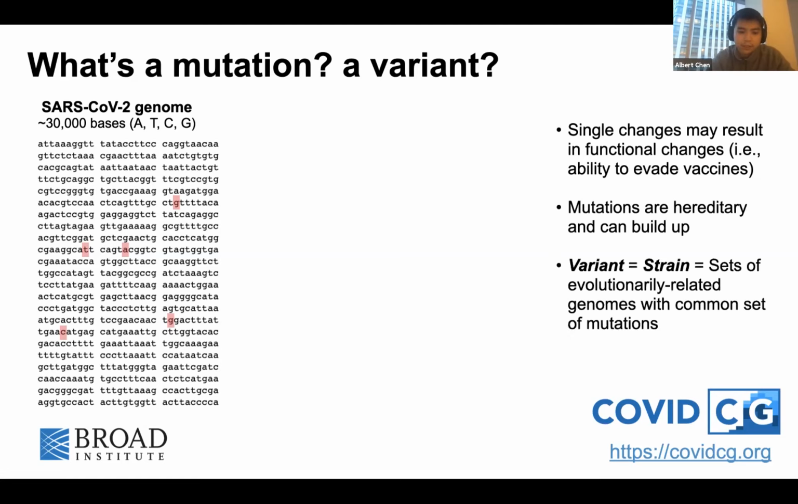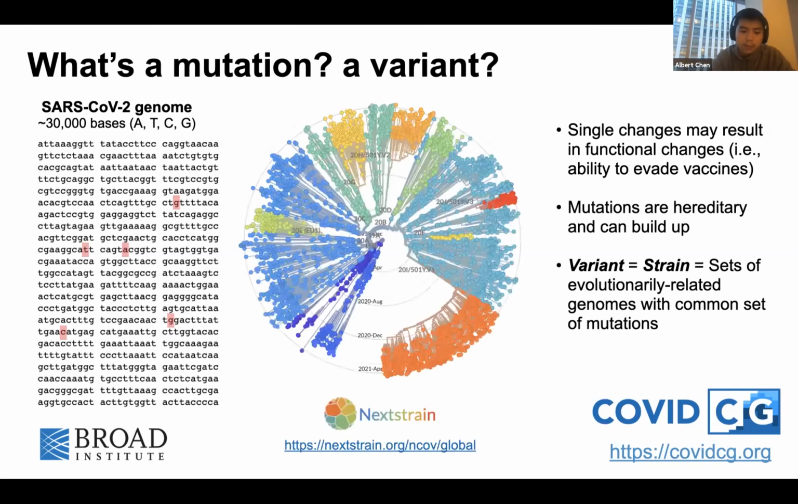So a variant or strain, as you might hear called, is a set of viruses that are evolutionarily related, so viruses with a common ancestor. Here I'm showing a plot from the Nextstrain site where we have sampled a bunch of these different viruses, and you can see that they all share this common ancestor here in the middle, and they're all branching out into these diverse groups of variants and strains.